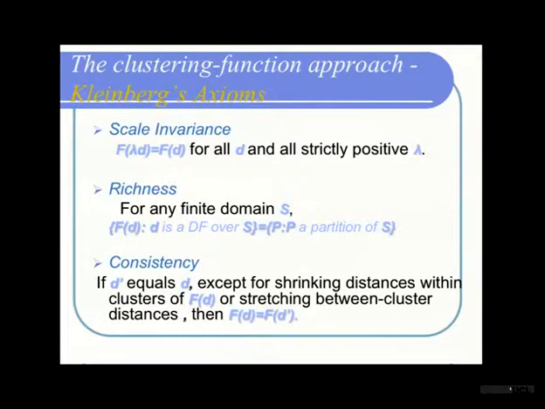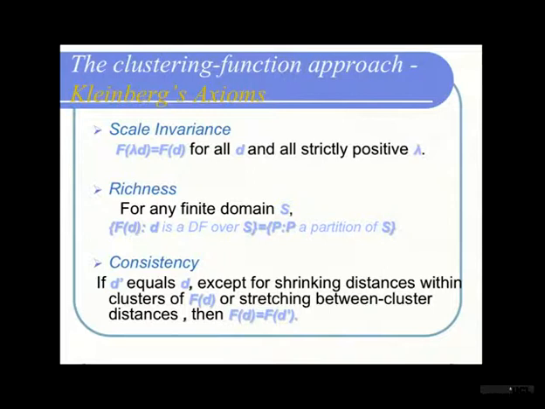The first is scale invariance. f is my clustering function. f takes the dissimilarity as input and outputs a partition. So if I take all my dissimilarities and multiply them by a constant, then f of lambda d should be the same as f of d. Which just means that if I change the scale, then the clustering that I output should stay the same.